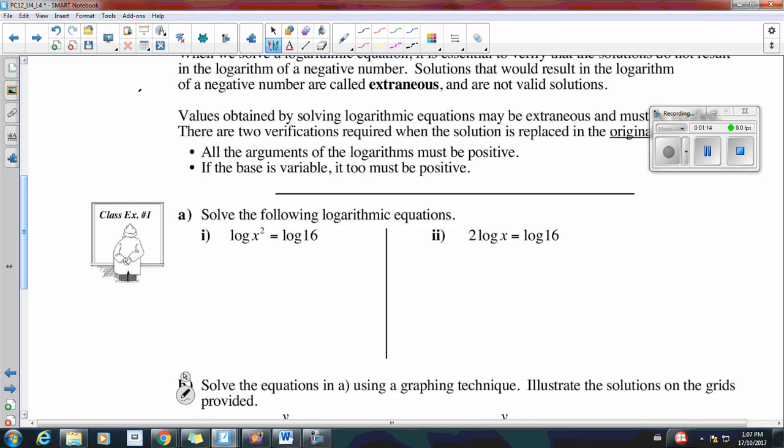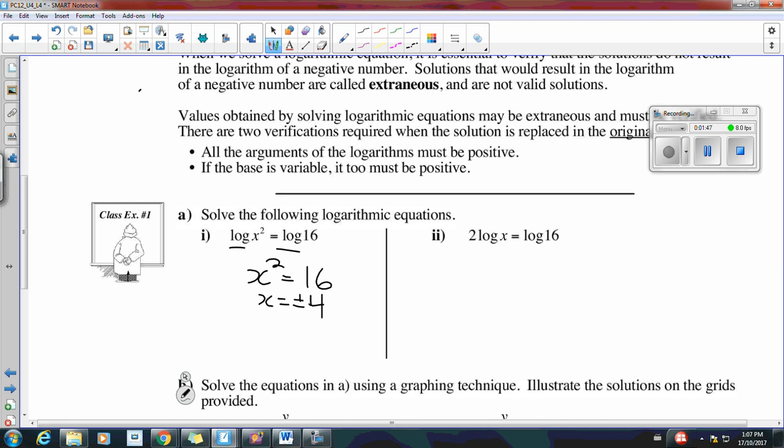So the key to solving logarithmic equations is, in the first type, we're going to use our laws of logarithms until we have the log of a base equals the log of the same base. Because what happens now, we can say that if log base 10 of x squared equals log base 10 of 16, that tells us that x squared must equal 16. Well, that tells us that x is equal to positive or negative 4.